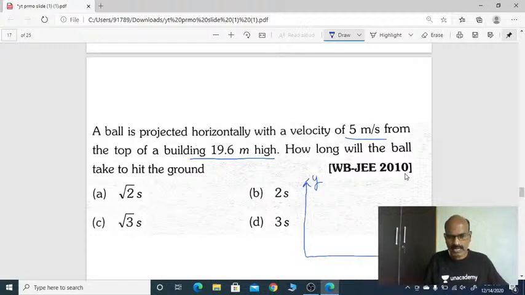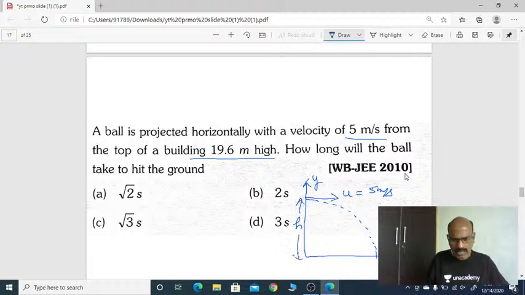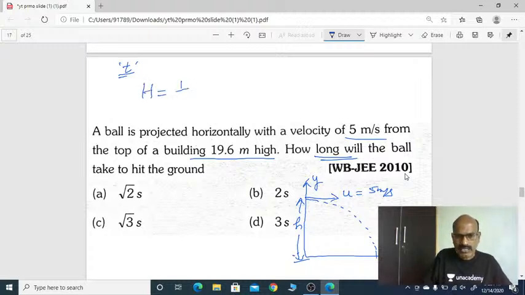A ball is projected, this is the y-axis, x-axis, this is initial velocity u, 5 meter per second. It reaches here. What is the height given? Height is given 19.6. So, how long does the ball take to hit the ground? Let t be the time taken by the ball to reach the ground. So we know that h equals half g t square. From this, t equals root 2h by g.